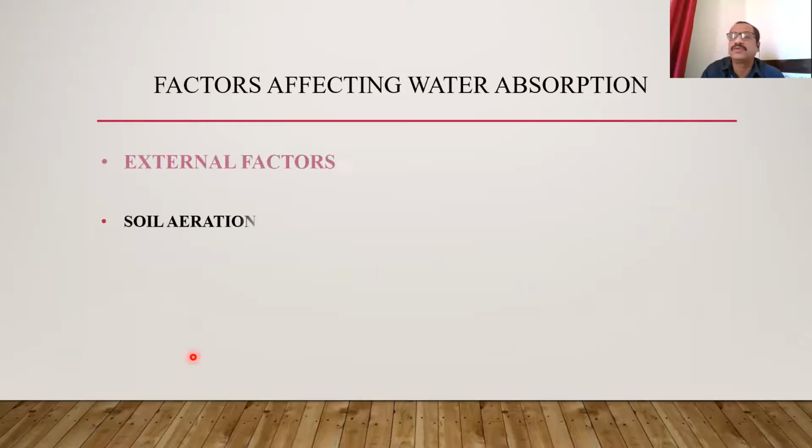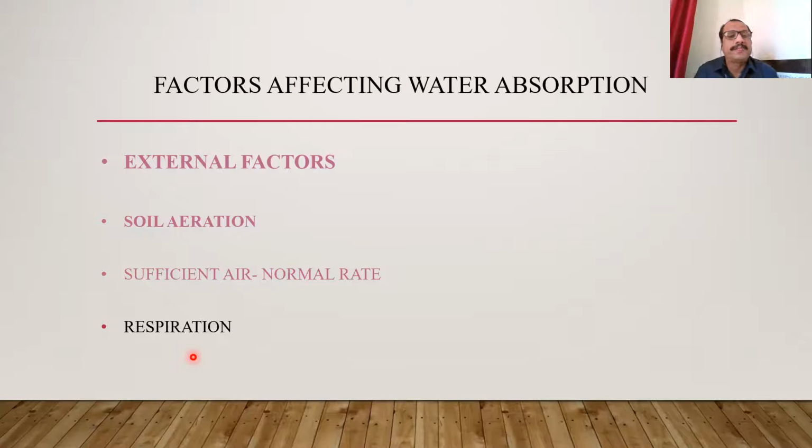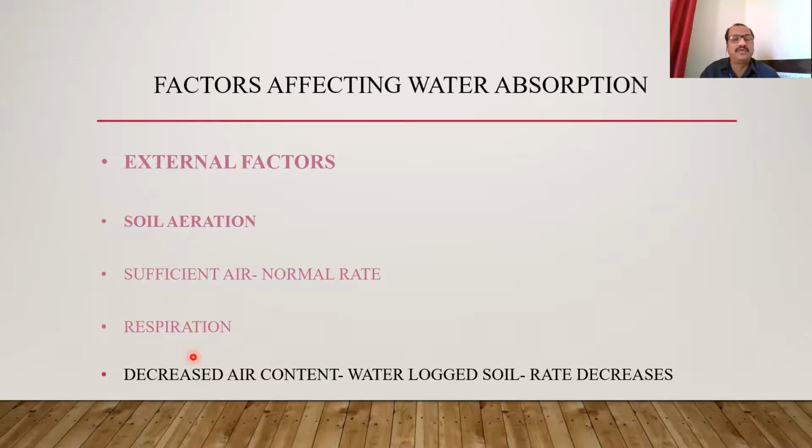The next external factor is soil aeration. It is found that plants absorb water normally if the soils are well aerated, compared to poorly aerated soil. If sufficient air and oxygen are there, then there is a normal rate of water absorption. But if the oxygen content of the soil is less, plants fail to grow in such a situation because of poor aeration, anaerobic respiration, and decreased air content. This is usually found in waterlogged soil or flooded areas where there is plenty of water but less oxygen, there are anaerobic conditions, and therefore the rate of water absorption decreases. Soil aeration has to be very good for plants to absorb water.